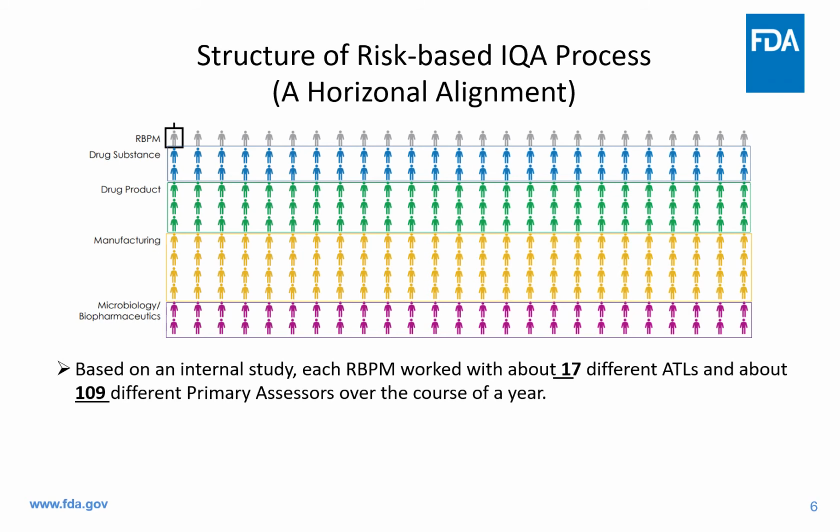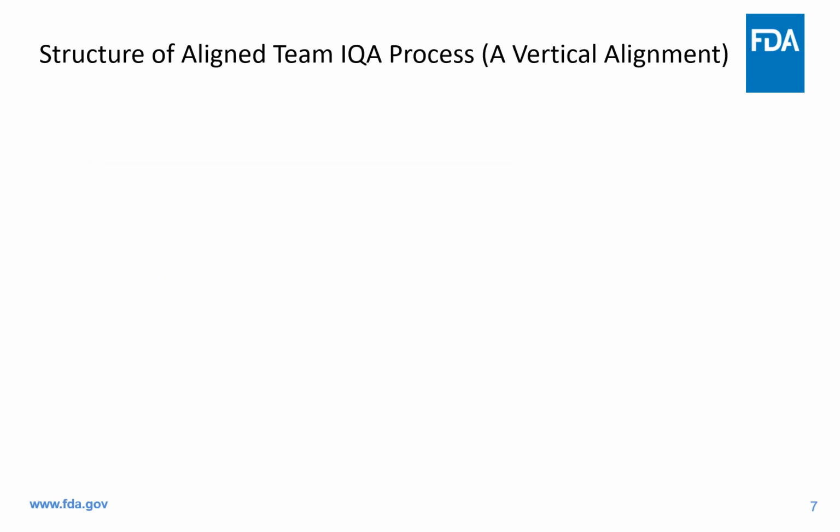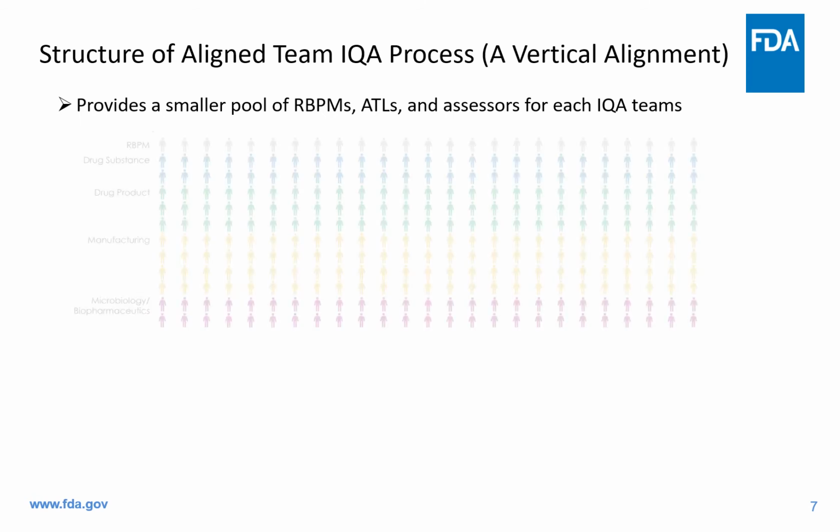It is very difficult for an RBPM to understand the different workings of this many people. So there's a tremendous communication barrier, and it's increased due to each member of the team being from such a large pool. So what we've done instead, and this is the improvement I talked with you about, is we use a vertically aligned team. So this gives us a smaller pool.